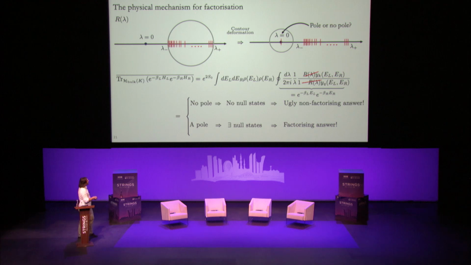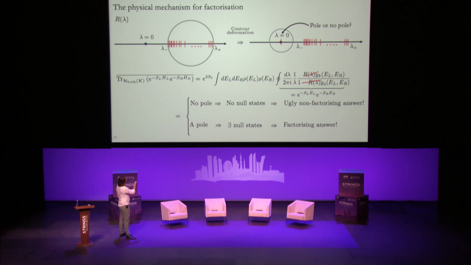However, if R of lambda has a pole, notice that if we're only picking up the contribution of the pole, these two factors cancel, and we're just left with the ratio of matrix elements that appeared in the resolvent when we inserted k left and k right, and when we didn't insert k left and k right. And the ratio of the two is precisely e to the minus beta left times e to the minus beta right.